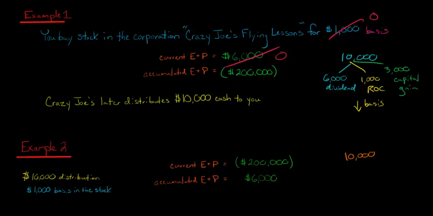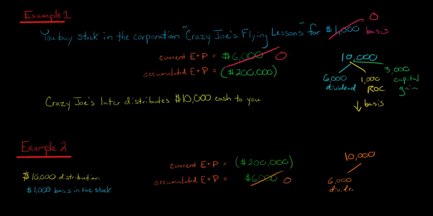Remember, the distribution is not going to make E&P negative or more negative, right? It's not going to reduce it. It can only take it to zero. So we look to accumulated E&P next, and we've got $6,000, so that's going to go to zero, and we're going to have a $6,000 dividend.